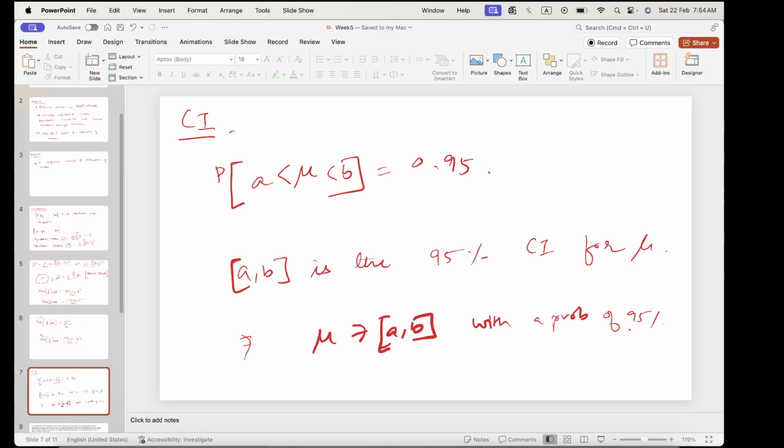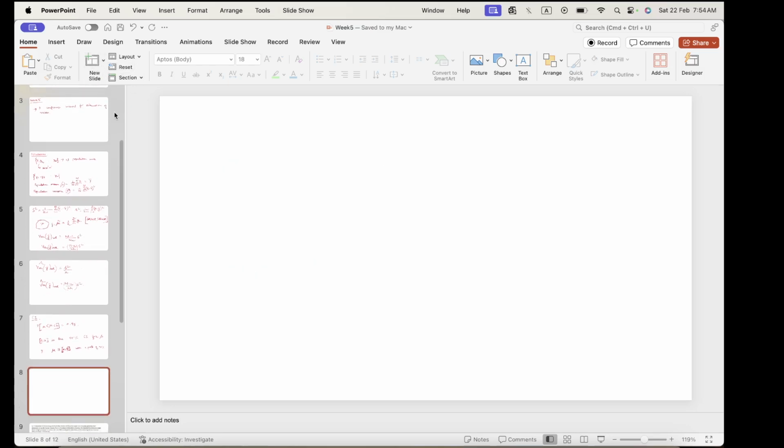So now the question is, why will we do this? Previously, what we were doing with the help of y bar was actually giving us a point estimate.